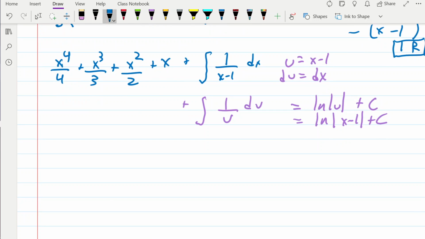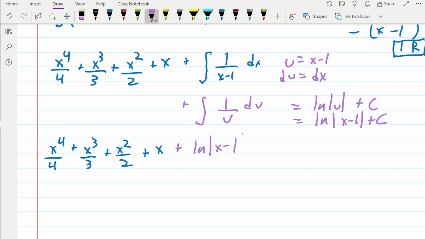So we are now going to write this out. Oh, and also I forgot to put, no, we don't need to put where it's evaluated because we're finding an indefinite integral. All right, so we're going to get x to the 4th over 4 plus x to the 3rd over 3 plus x to the 2nd over 2 plus x plus ln |x minus 1| plus c.